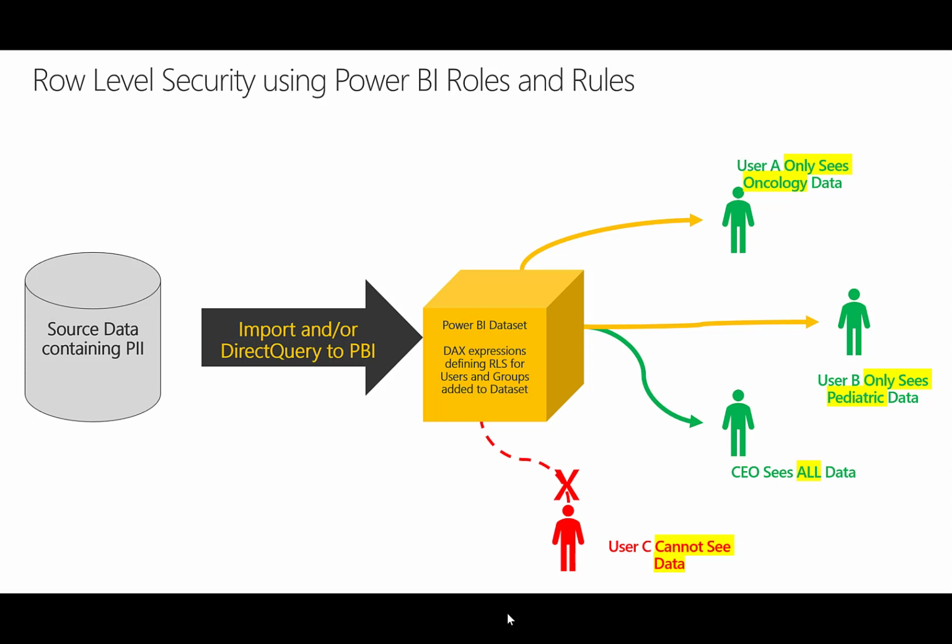So let's walk through an example of that first architecture using roles and rules. This is the simple one. In this example, when building the Power BI data set in Power BI Desktop, a user can set up filter criteria, which then ensures that user A only sees oncology data, user B only sees pediatric data, but maybe there's an all group that sees everything, such as the CEO. Additionally, user C might not be able to see any data within the row-level security configuration. And then if somebody accidentally makes them a viewer of that report, they still won't see any of the data. So you have kind of a backup security layer there.